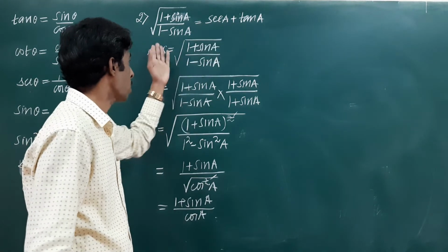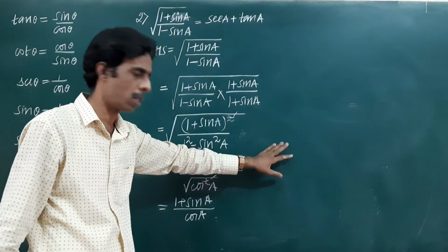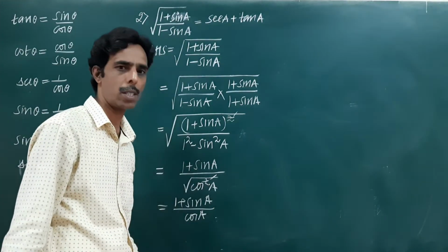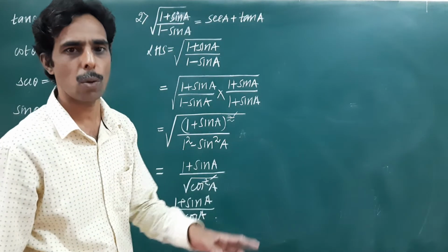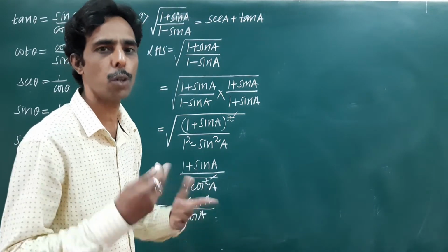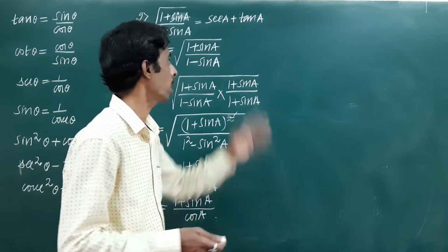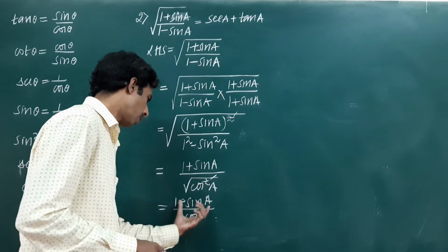And take RHS separately like this, and after simplifying again, you will be getting this much result. You call this equation number 1, you call that equation number 2. Equation 1 is equal to equation 2. If both are tallied, then hence the proof for the given question. Now, I will solve this further.